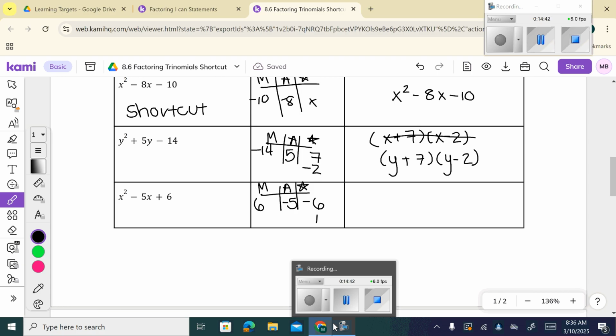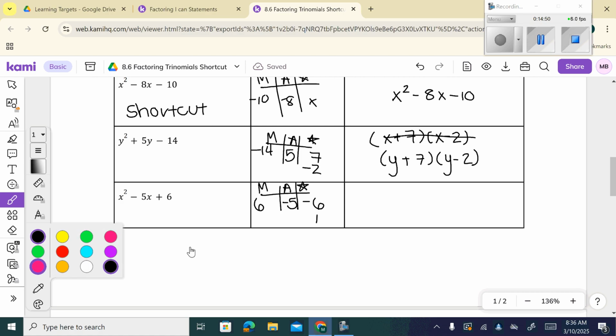Because when you multiply, it doesn't give you positive 6. If you multiply these together, do I get a positive 6? Good. They both have to be true. So my magic numbers can't be -6 and 1. What are your magic numbers? -2 and -3. They both have to be negative, because a negative times a negative is positive.